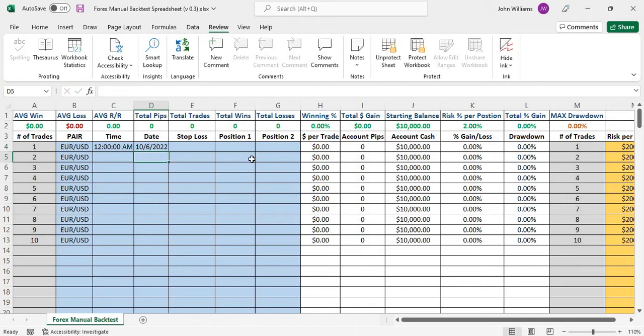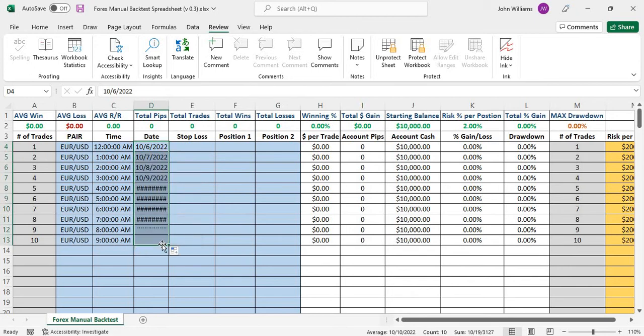Alright. And let me just copy these down. This is not important for me, but again, if you're going to do your actual backtesting, then you'll put in the actual time and the actual date. Let me just give it some space.